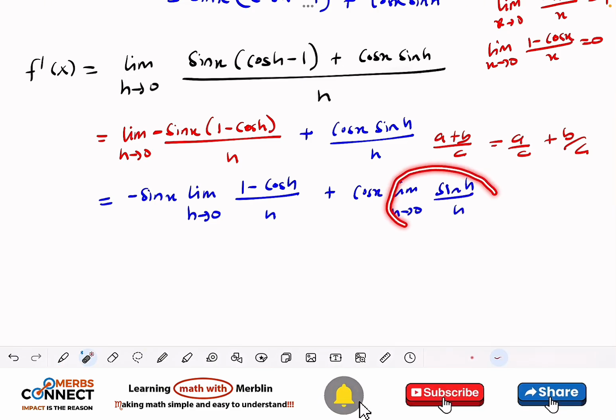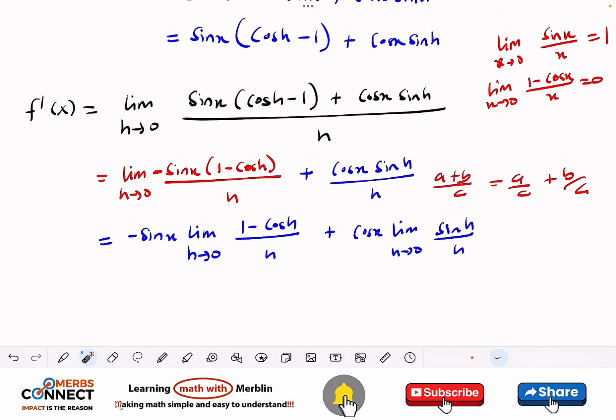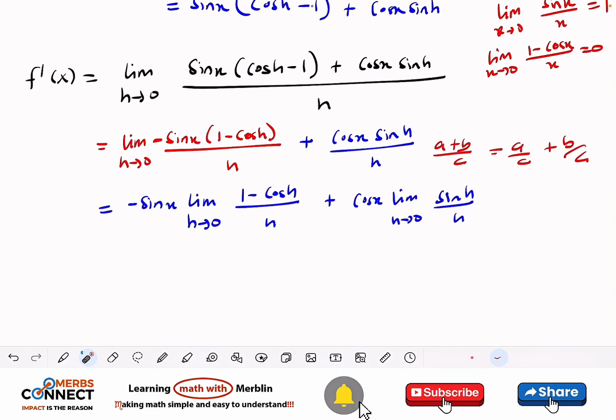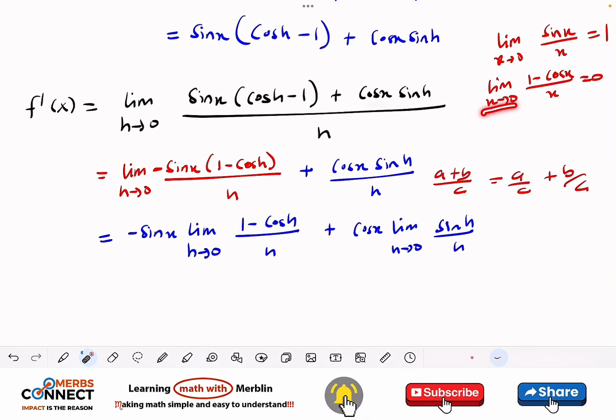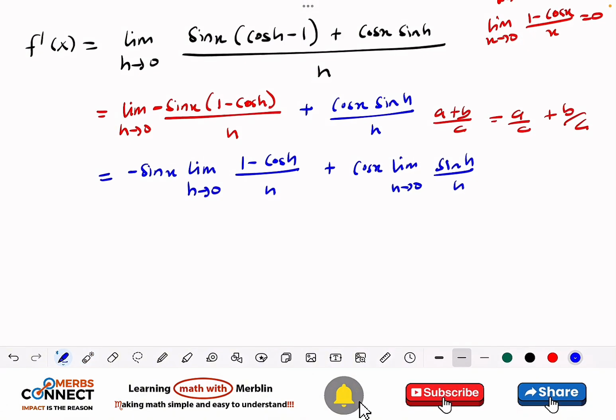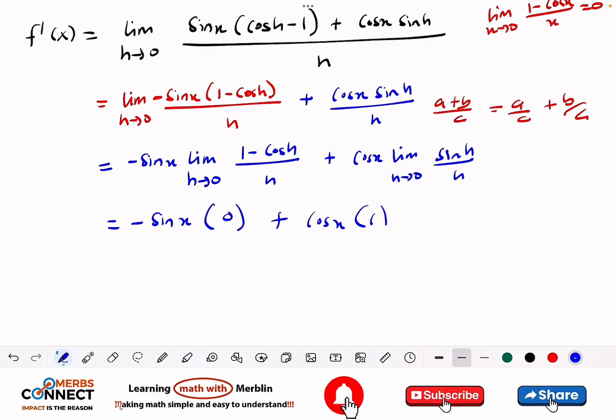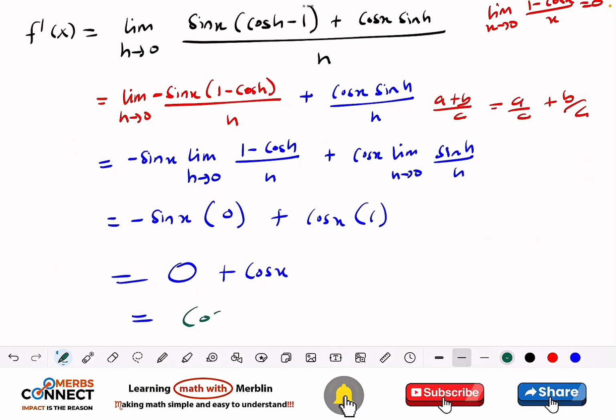So what can you say about this? This is equal to 1 because h is approaching 0, and you see that sine x over x as x is approaching 0 is 1. So this one will be 1. This one, h is approaching 0, 1 minus cos h over h, as x is approaching 0, 1 minus cos x divided by x is equal to 0. So this is going to give us minus sine x times 0 plus cos x times 1. This is going to be 0 plus cos x, and this is going to give us a big cos x.